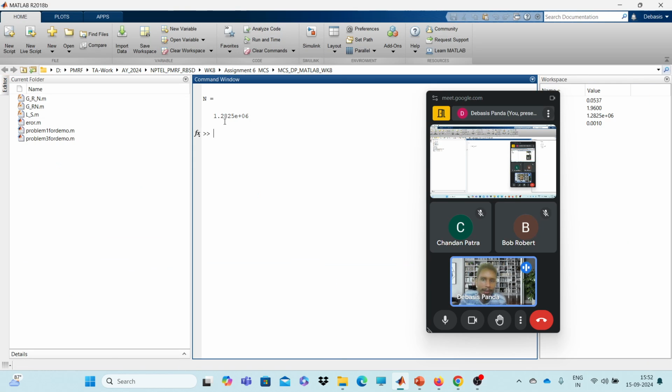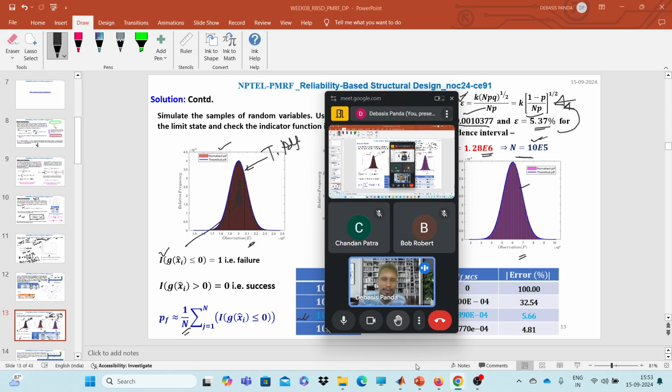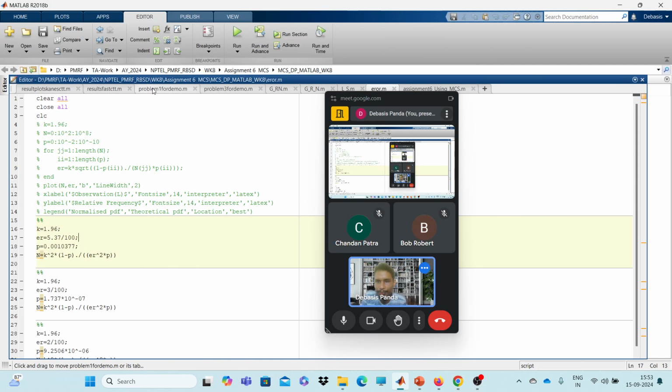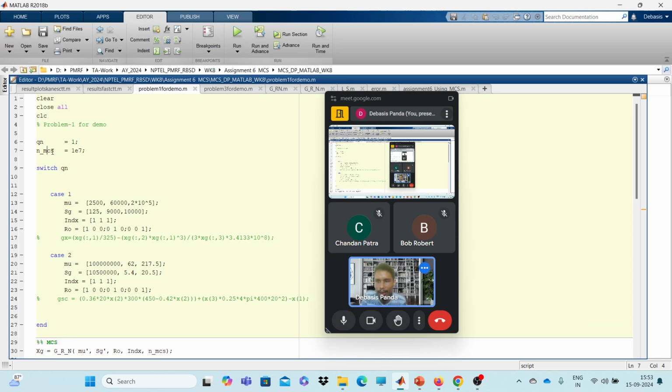Here it says 1.28 into 10 to the power 6. That means we need almost 10 into 10 to the power 5 samples, right? I just approximated it with that number. So basically what we need to provide in our problem is this number, how many numbers I want to generate. Here I have provided the parameter for it in MCS: 1 into 10 to the power 7, say for example, that means 10 into 10 to the power 6. So let's see, we are starting with 5. That means 10 into 10 to the power 6.